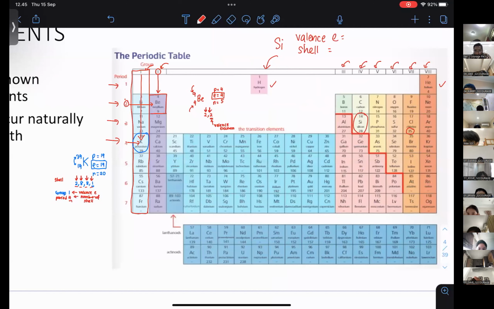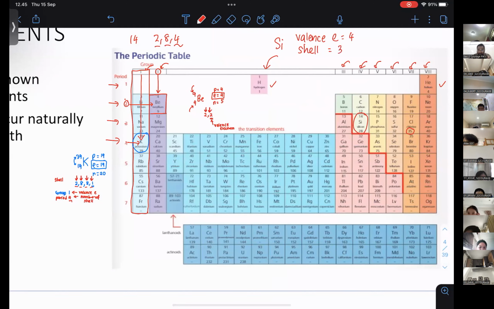So the electron number for silicon is 14. The first shell has 2 and then 8. Okay, so basically you are just going the long way, yeah? You have 14 electrons, so 2, 8, 4. The valence electron is 4, and the number of shells is going to be 3 shells, yeah?